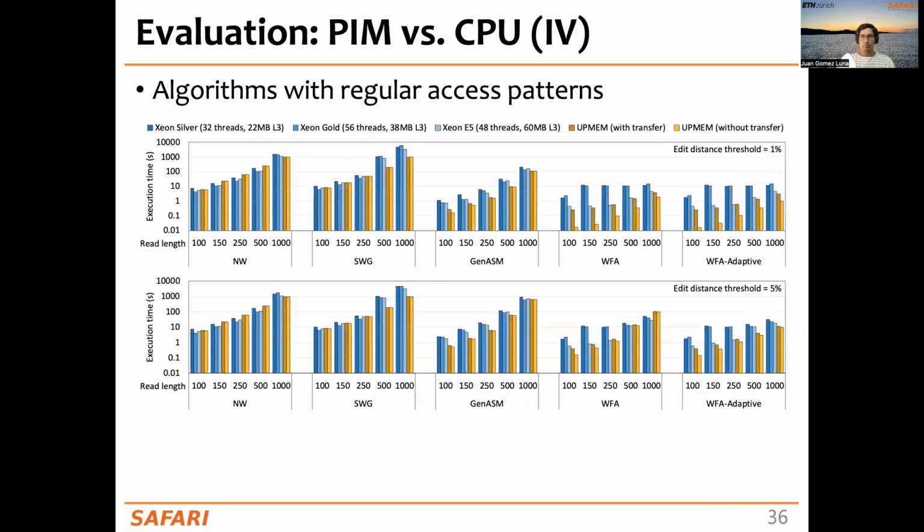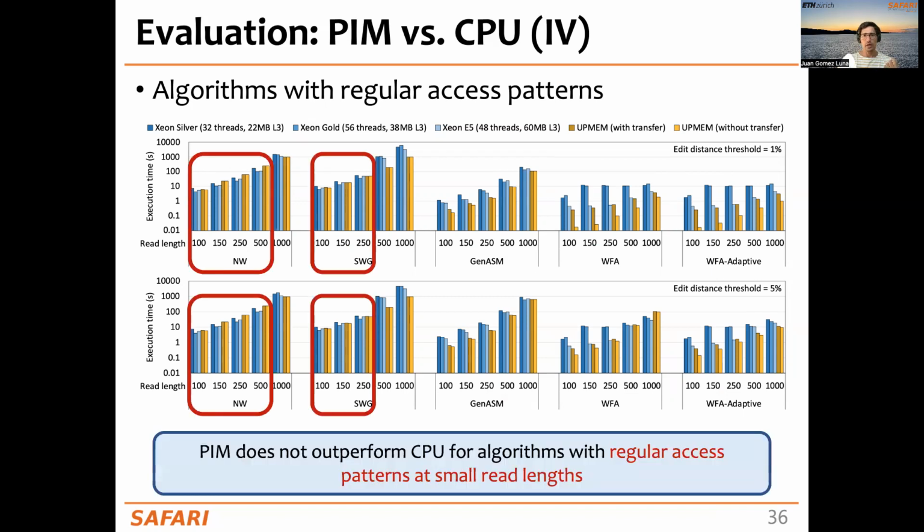We also make some observations for the algorithms with regular access patterns. These are Needleman-Wunsch and Smith-Waterman-Gotoh, and the one key observation here is that PIM is not able to outperform the CPU for these algorithms when we are using small read lengths.